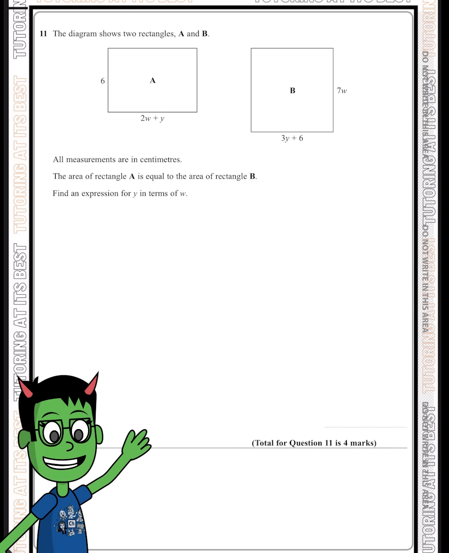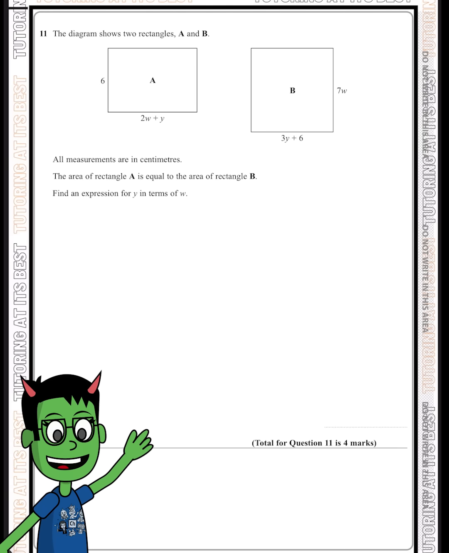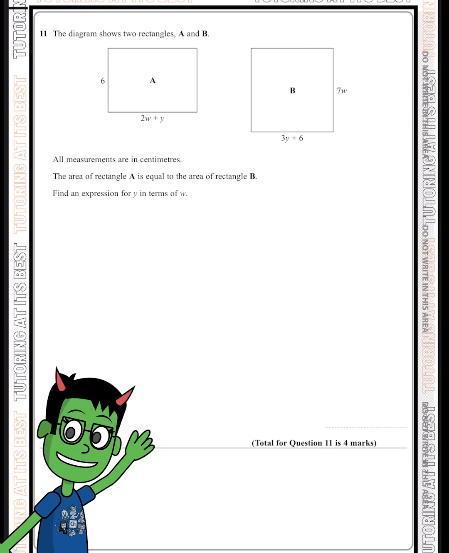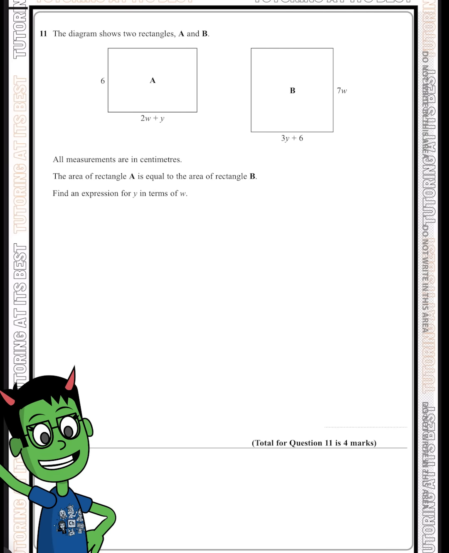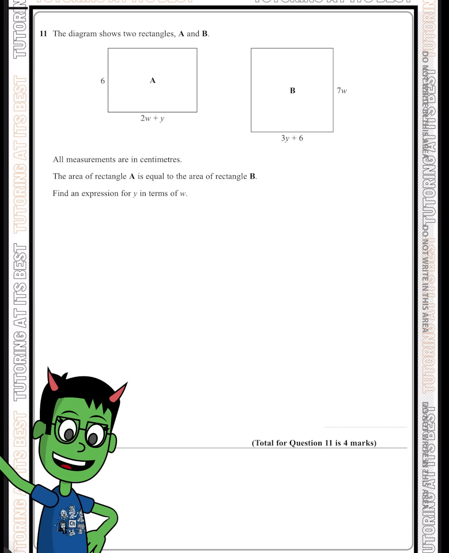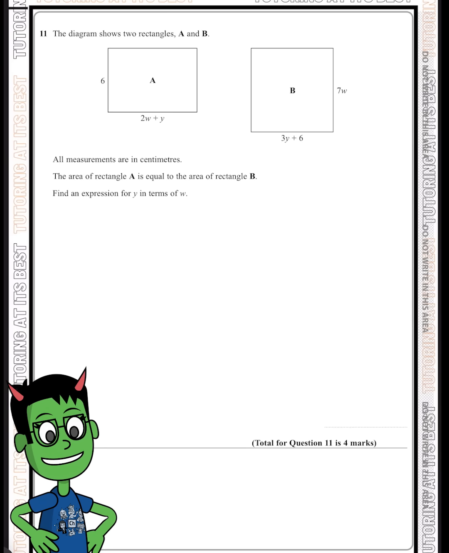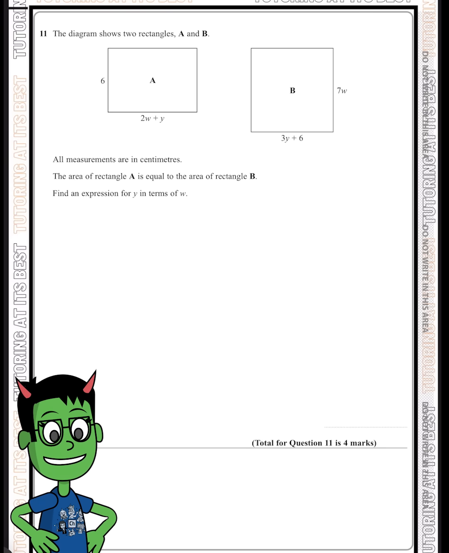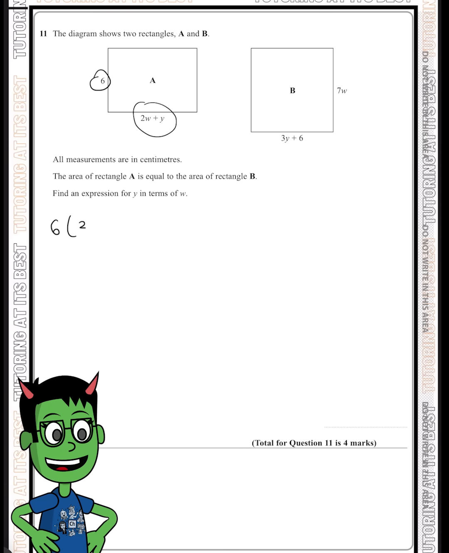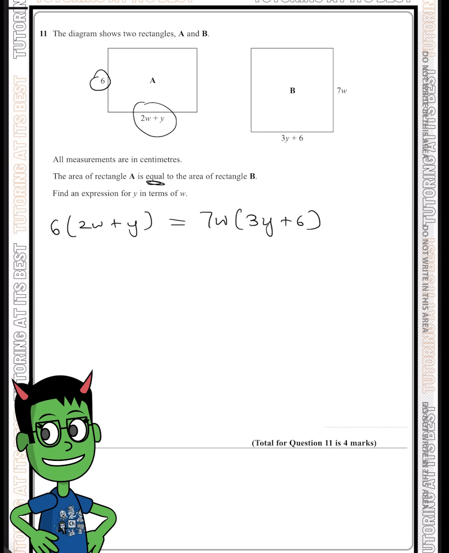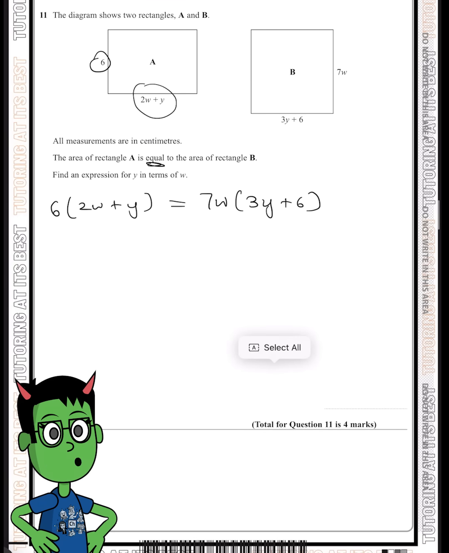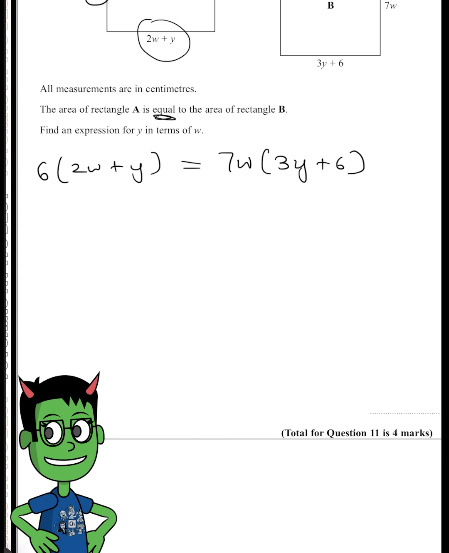So the diagram shows 2 rectangles, A and B, and all measurements are in centimeters. And we've been told that the area of rectangle A is equal to the area of rectangle B. So find the expression for y in terms of w. So let's go ahead and multiply this out first. And that's 6 multiplied by 2w plus y, and that equals the area of rectangle B, which is 7w, and that's 3y plus 6. Let's go ahead and expand and simplify this right away.